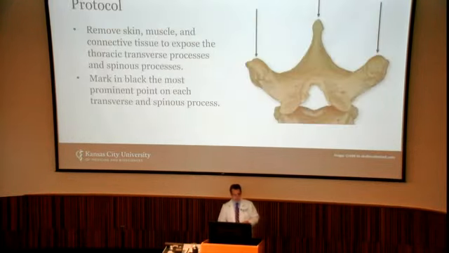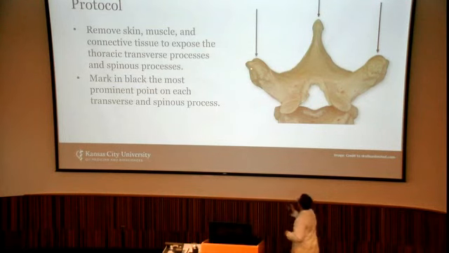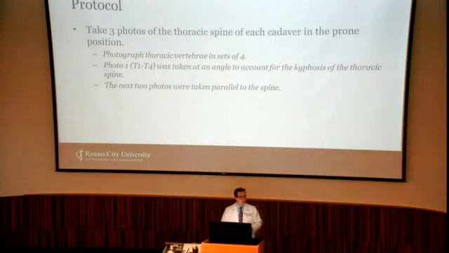So now to get into my methods. The first thing we did was remove all the skin, muscle, and connective tissue to expose the thoracic transverse processes and spinous processes. We then palpated the most prominent part of each process and marked it in black. Here's an example: you could see in the photo that these transverse processes do have a distinct, most prominent part. We then would take 3 photos of each thoracic spine to take measurements on 4 vertebrae.